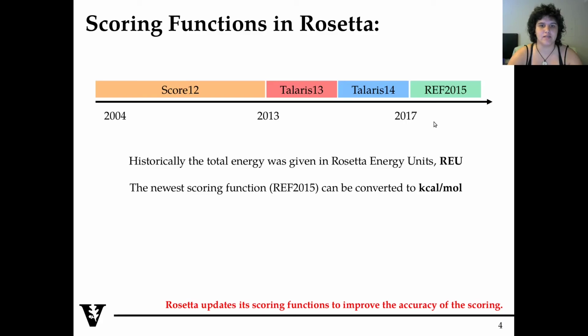Another thing I want to mention about the scoring function is that historically the total energy was given in Rosetta Energy Units, REU, and this was an arbitrary number that could not be compared with kcal per mole, for example, that you can get from experimental data or in molecular dynamics. However, with reference 15, the more recent scoring function, this is now possible, so we can convert the Rosetta Energy Unit to kcal per mole.